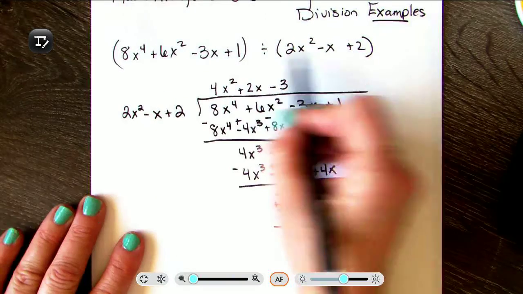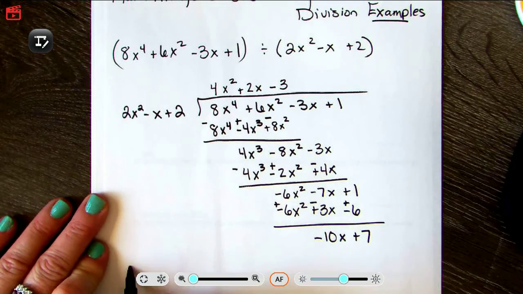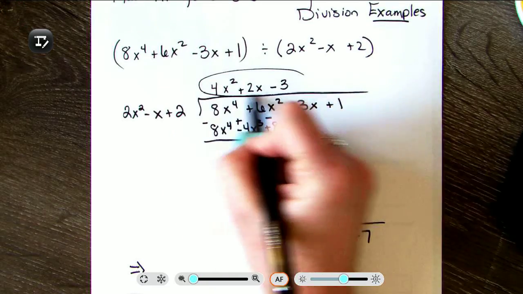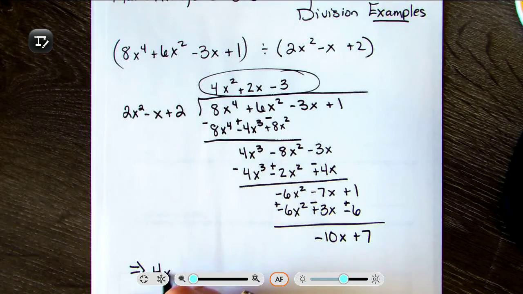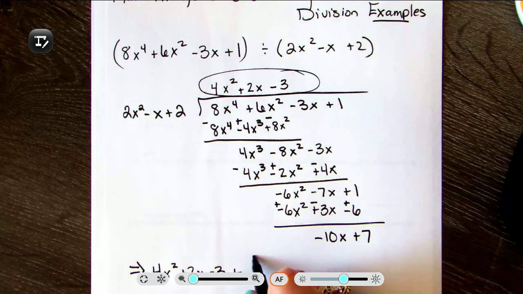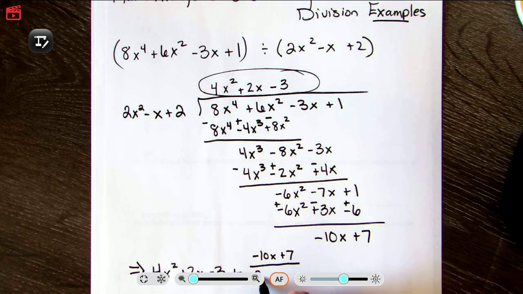And so this division will lead us to the fact that this divided by this is this guy here, our whole part, that 4x squared plus 2x minus 3. And then we will get this remainder all over what we were dividing by.